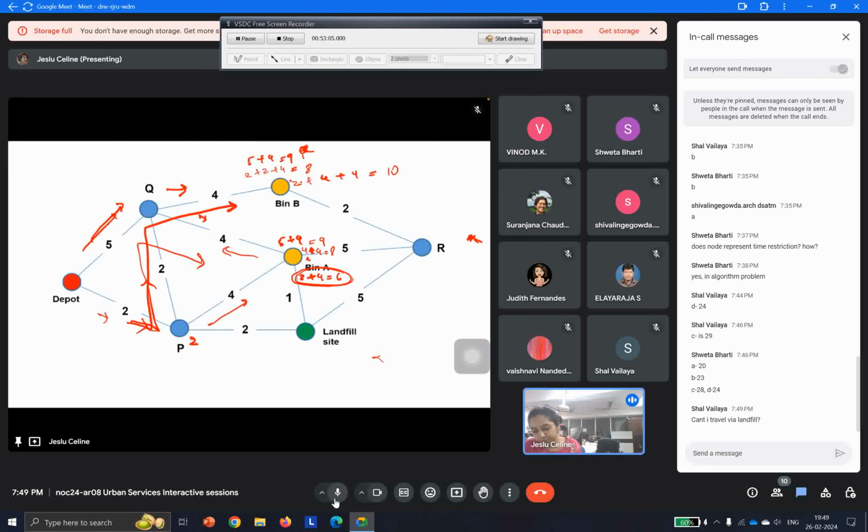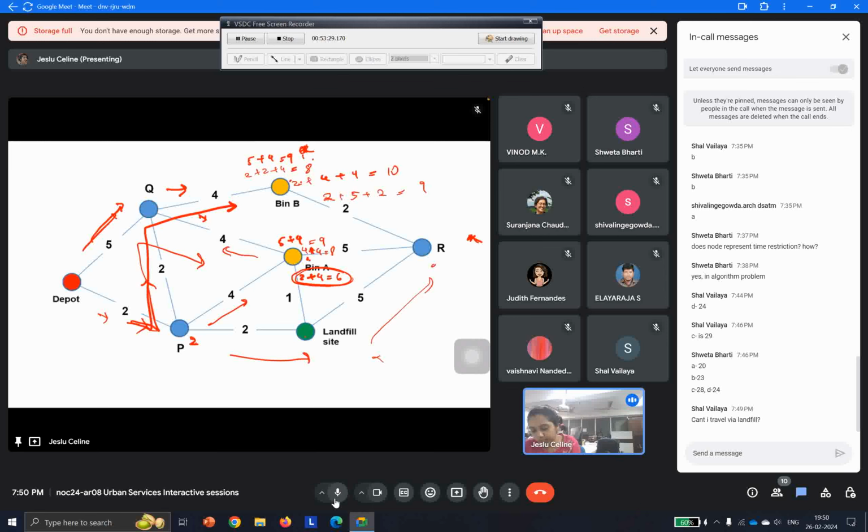Yeah, then the others involve going through the landfill site and then coming back. Let's go through the landfill site and see. We'll have to look at all the options. It's not an issue, you can travel via landfill. So that becomes 2 plus 5 plus 2, so that's again 9. So we have different options.